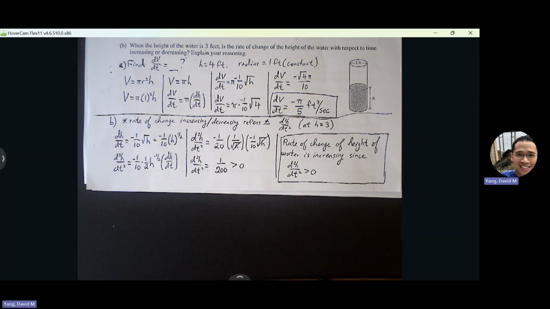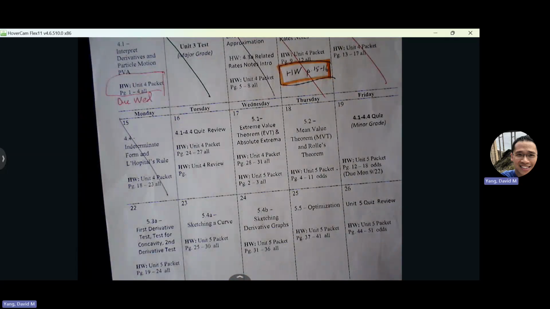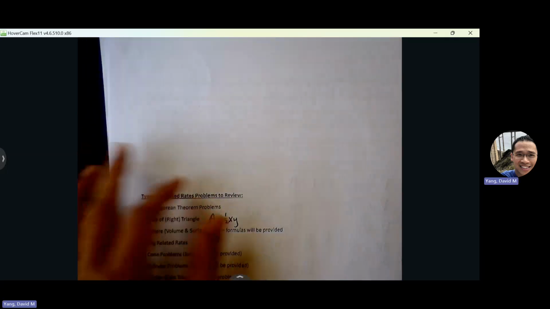Okay, next page. Let's do an extended right triangle problem. And this one is going to cover Pythagorean theorem. This one will cover area of a triangle. And this one will also cover trig.